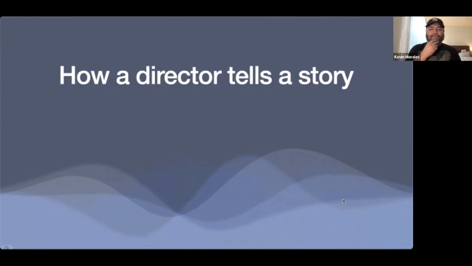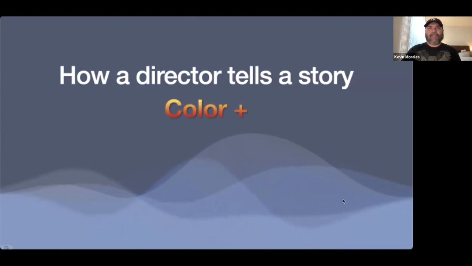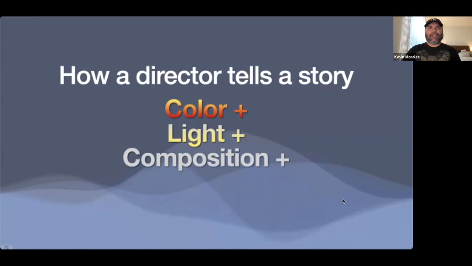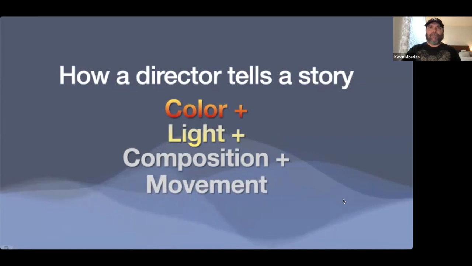of the story. To think like a director, you must become more sensitive to the following things: color, light, composition, and movement. So it's those four things that the director is using to tell the story. Now, if you're a writer, you probably have a sensitivity towards word choice or language. So let's build your vocabulary for being more sensitive to cinema.